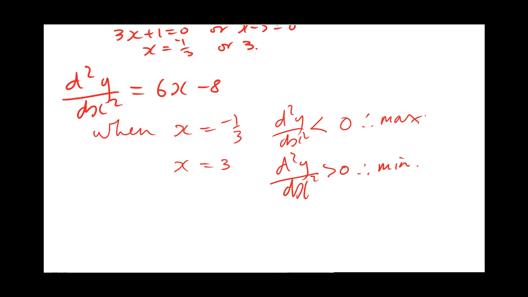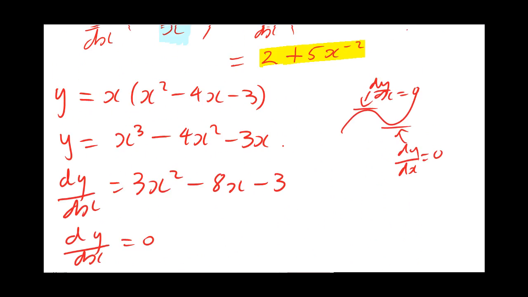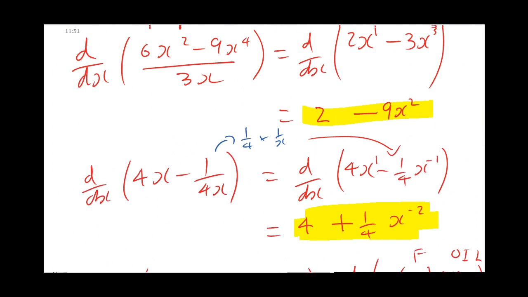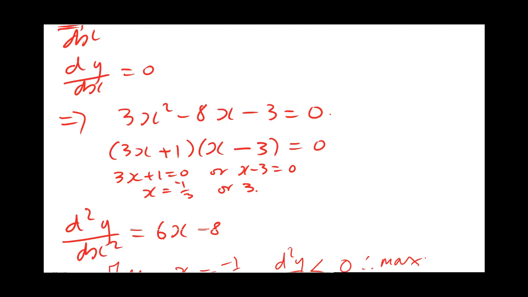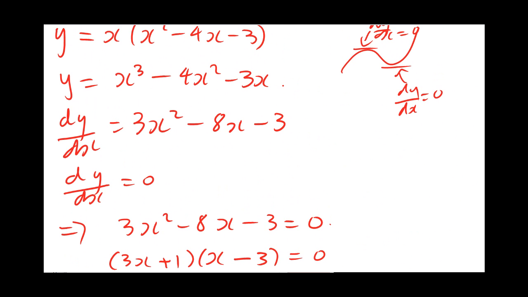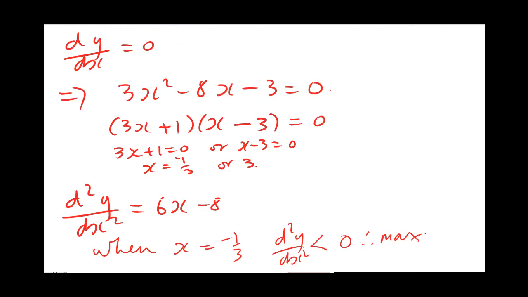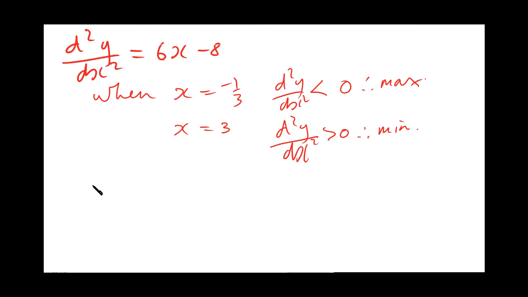Now we need to find the coordinates for this, so let's go back to the original equation for our y value. Sorry, I've gone back too far. So let's go back to our original equation for our y value. It's x cubed minus 4x squared minus 3x. So we know that y was equal to x cubed minus 4x squared minus 3x. So when x equals minus a third, y will equal minus a third cubed, which is minus 1 over 27.